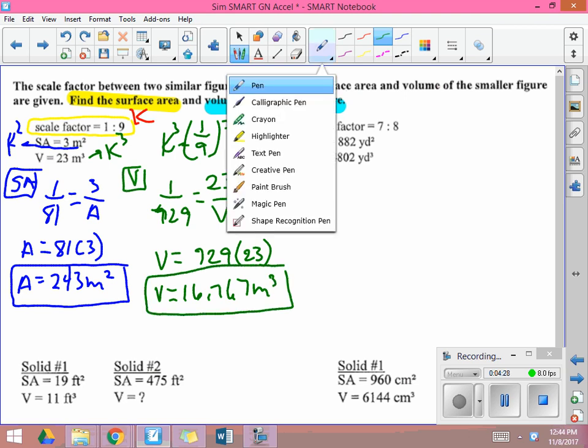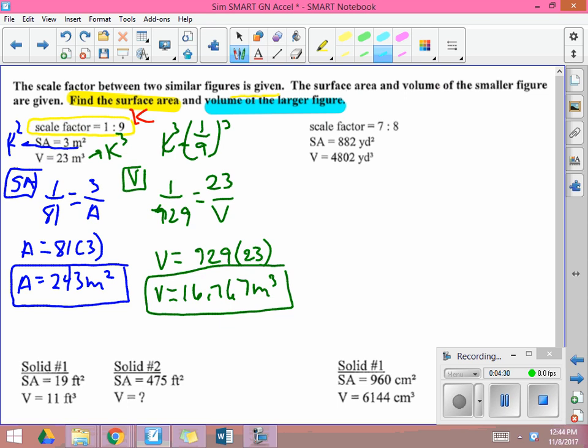The key to doing these is making sure that you use k cubed when you set up your proportion to cross multiply for volume, and that you're using k squared when you set up your surface area to cross multiply. Okay, so always be very clear if you're using k squared or k cubed in your proportion. So let's look at the next example.